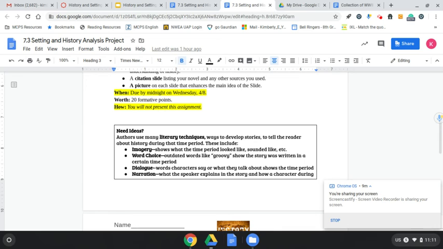This is due by this Wednesday at midnight. So that gives you today, Monday, Tuesday, and Wednesday. It is worth 20 formative points. It should be really helpful to you and a good opportunity for you to get a good grade. But you will not be presenting this assignment. Previously the plan was to have you present it. Now we're not going to have you present it.